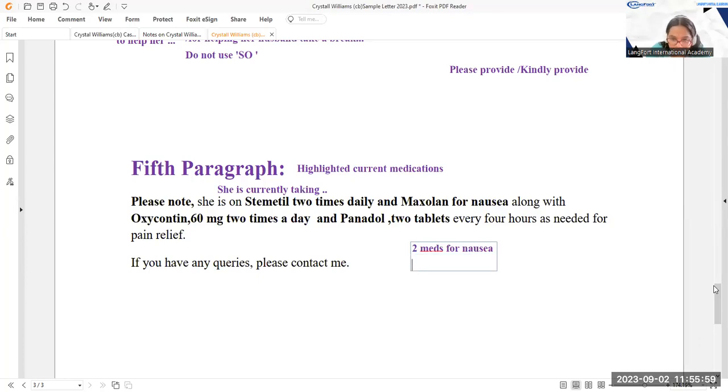Now, already in a pair I have 1 and 2. Then I cannot say "and 3 and 4". So instead I use 1 and 2 for nausea, along with 3 and 4 for pain. Then 2 medications for pain relief. So this is how I've listed the medications. All of you go through it, come on.